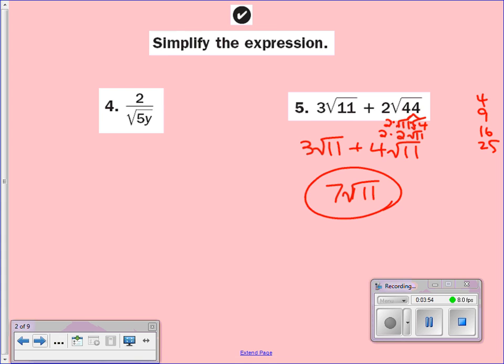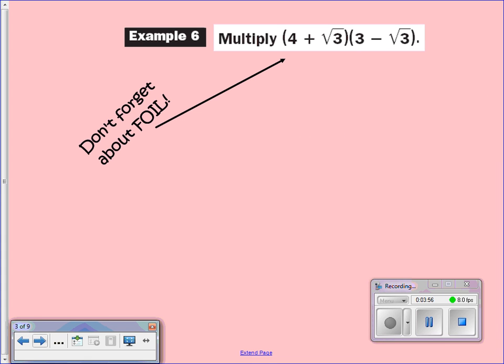So that's how we add and subtract. Adding and subtracting, we're just combining like terms. When we're multiplying, this is like a variable still. But you have to remember your multiplication of binomial skills, and we have to FOIL this first, outside, inside, last.